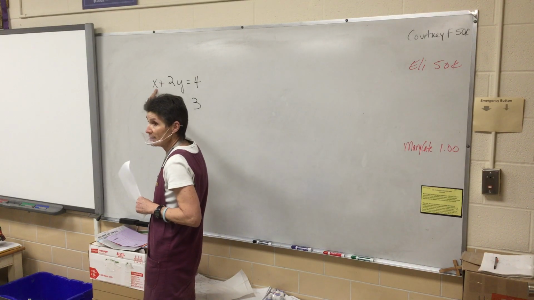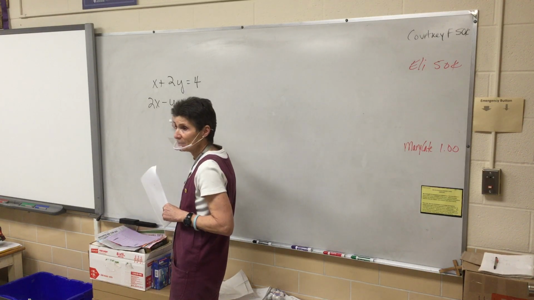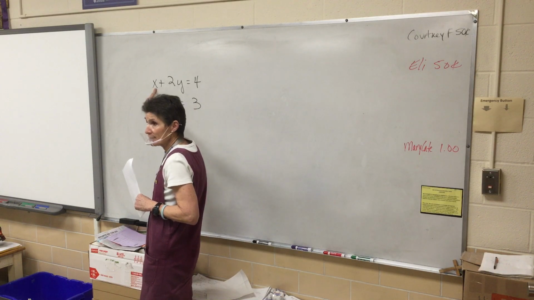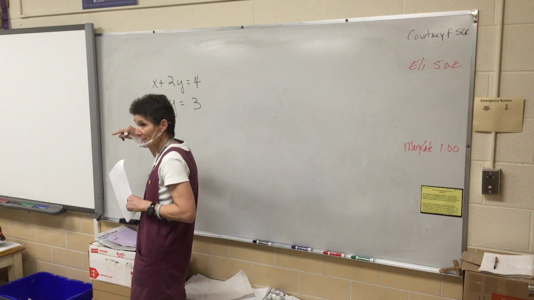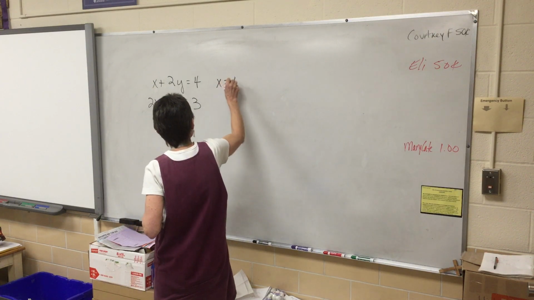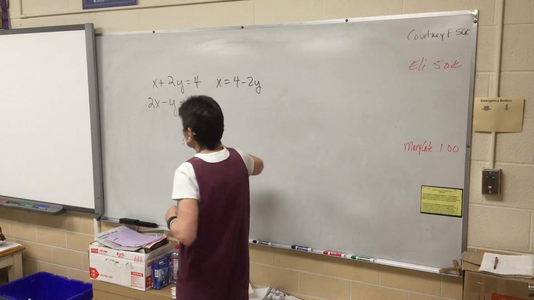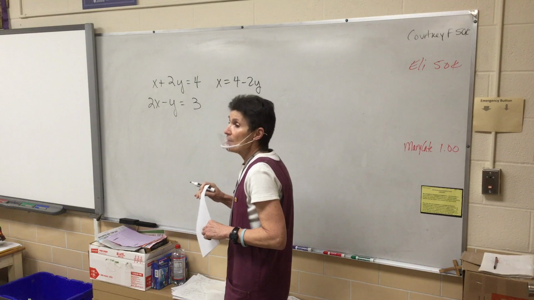Like, see this x right here? There's nothing hooked to it. Even this y has a negative. I would pick that x right there to get by itself. If you get something else by itself, you're probably going to have fractions. So let's get this x by itself. So x equals 4 minus 2y. So just get a letter by itself.